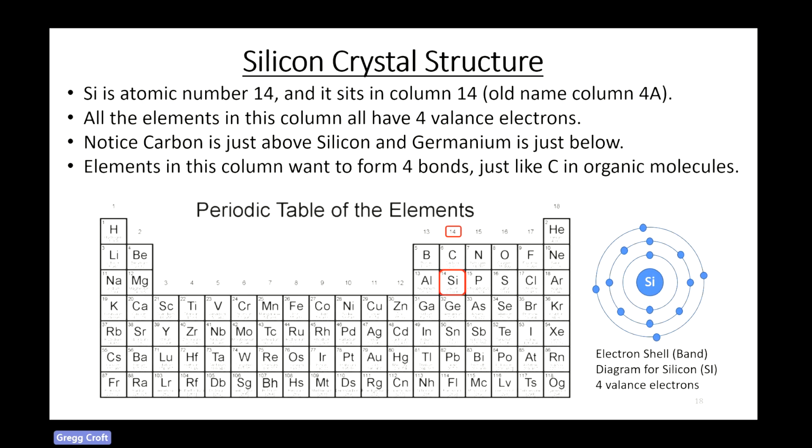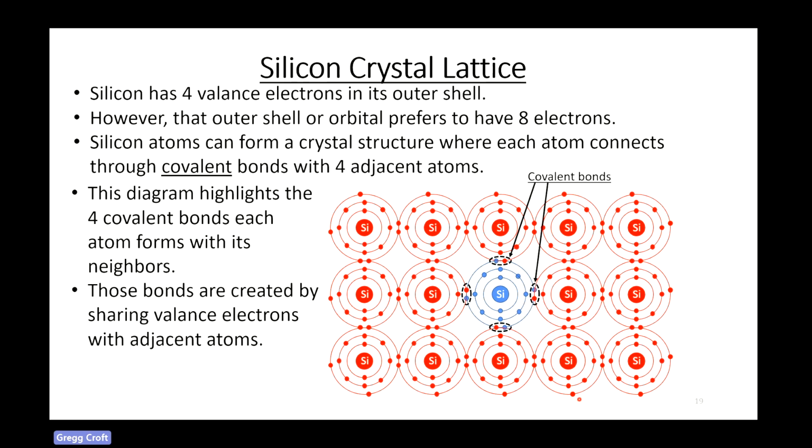So all the elements in that column would like to form 4 bonds with neighboring atoms, just like carbon does in organic molecule chains. And if we look at this shell diagram off to the right here, you can see silicon has those 4 valence electrons right here. It would like to have 8 electrons in that outer shell. Typically, if you're trying to make a nice crystal out of silicon, this is the way it would be done.